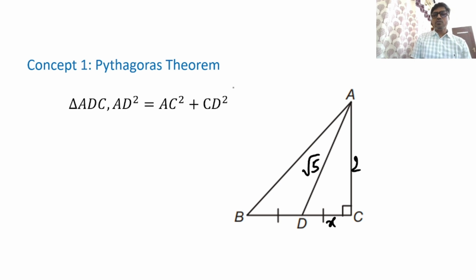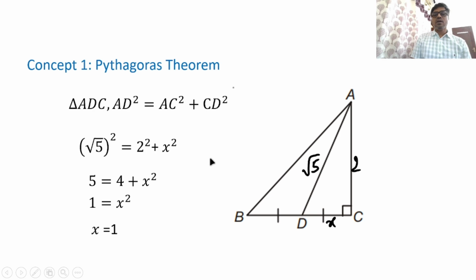So AD is given as root 5, AC is given as 2, so we need to find CD, which I had taken as x. So you just substitute them. Root 5 squared equal to 2 squared plus x squared. So that is 5 equal to 4 plus x squared, or x squared equal to 1, and so x equal to 1. So we got x equal to 1 by simplification of that.